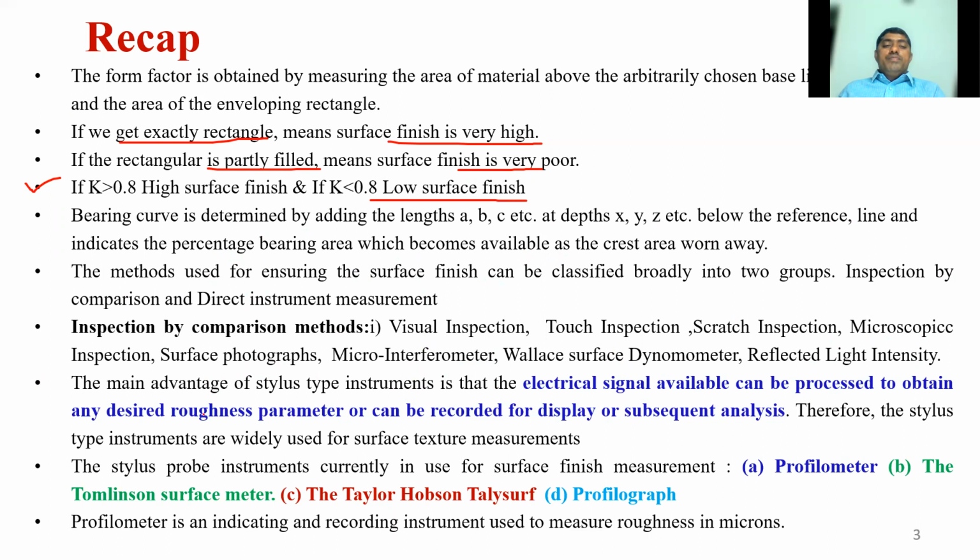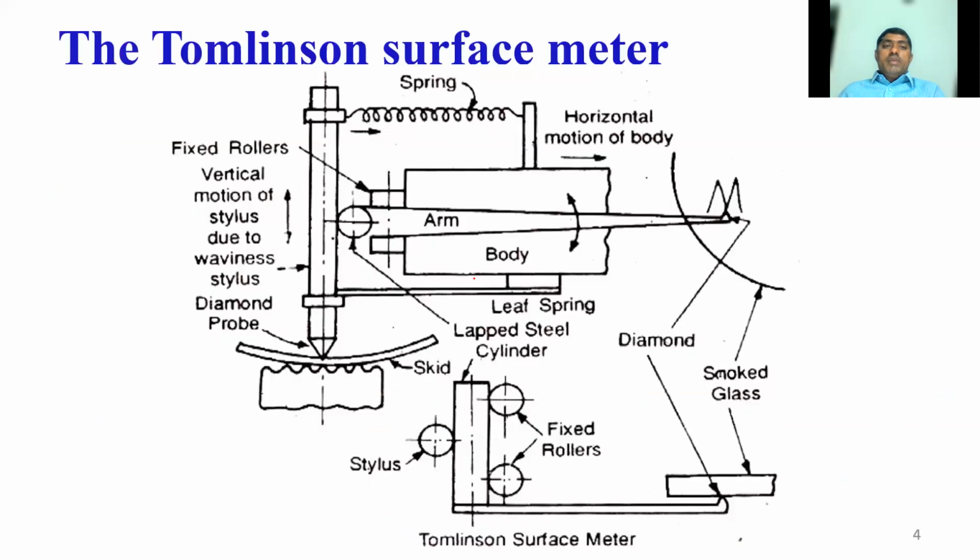And we have seen the stylus probe type and skid type instruments. These instruments have the advantage that the electrical signal available can be processed to obtain any desired degree of surface roughness parameter, or it can be recorded for display, or it can be used for subsequent analysis of the surface. They are widely used for surface texture measurements in spite of having many disadvantages. So these are the stylus probe instruments currently in use for surface finish measurement. We have seen the profilometer in the last class. In this class, we'll discuss the Tomlinson surface meter and the Taylor-Hobson Talysurf, a recording instrument used to measure the surface roughness in microns.